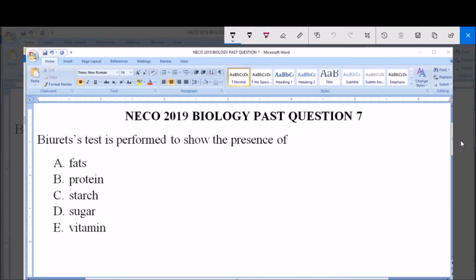I will be answering NECO 2019 Biology Past Question 7. Biuret test is performed to show the presence of A. Fats, B. Protein, C. Starch, D. Sugar, and E. Vitamin.